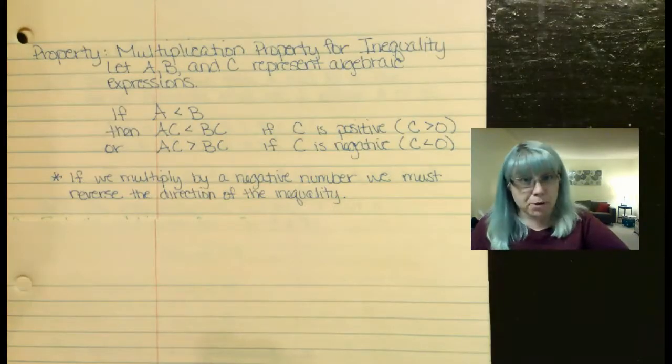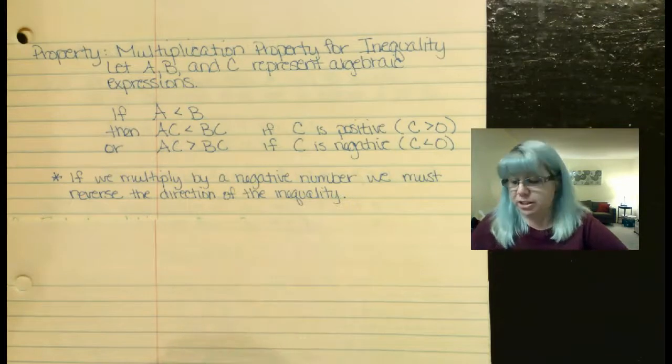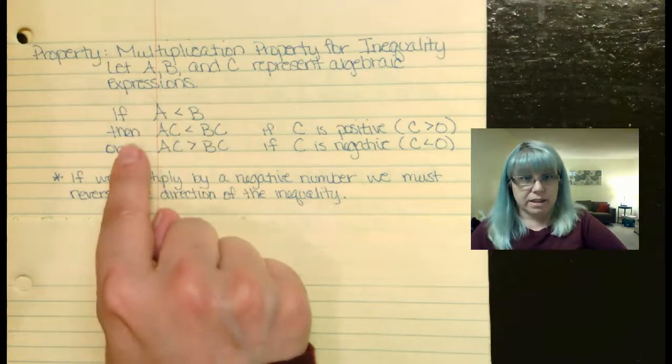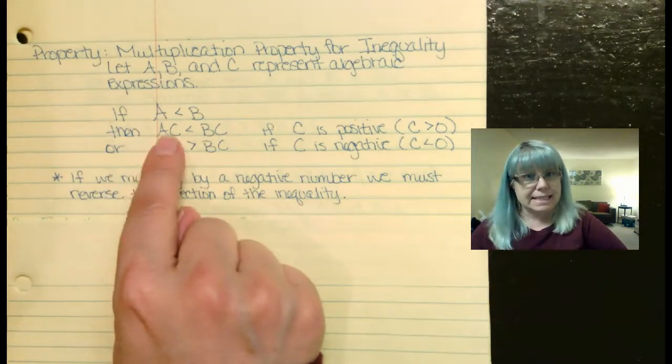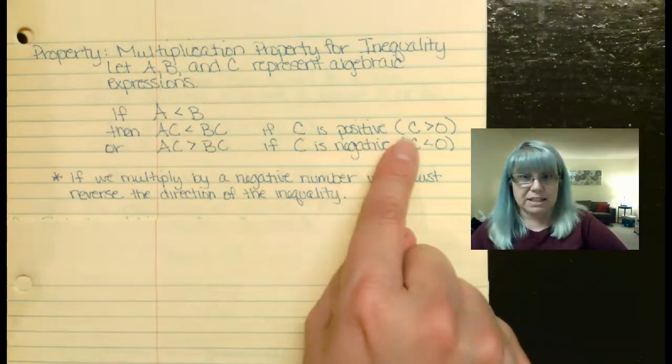Well, there's a property for that, the multiplication property for inequalities. Let's say A, B, and C represent any algebraic expression, and if we say A is less than B, then A times C is less than B times C if C is a positive number, meaning C is greater than 0.